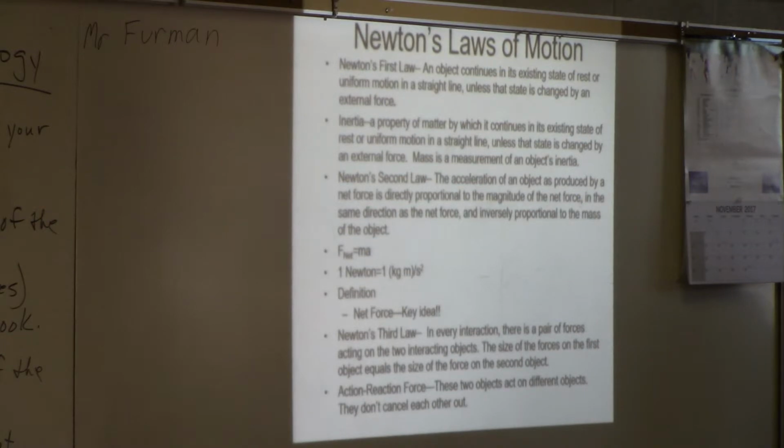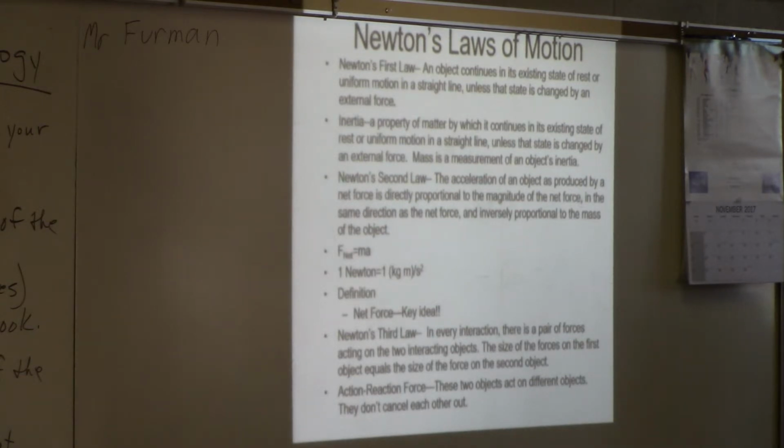Newton's third law: all forces come in pairs. A lot of times it's referred to as, for every action there's an equal and opposite reaction. I think the clearer definition is that the force of object A on object B is equal and opposite to the force of object B on object A. So if I'm pushing on this wall, the force of my hand on the wall is equal and opposite to the force of the wall on my hand.